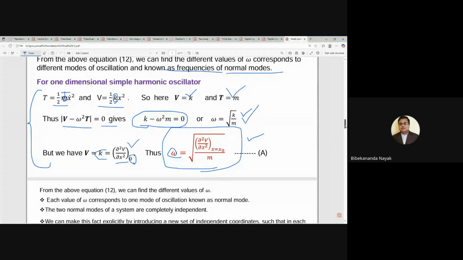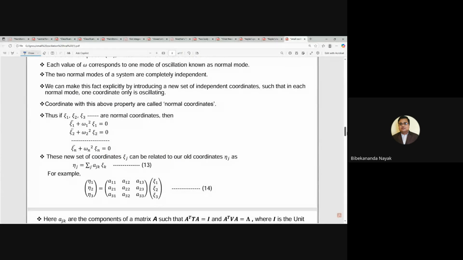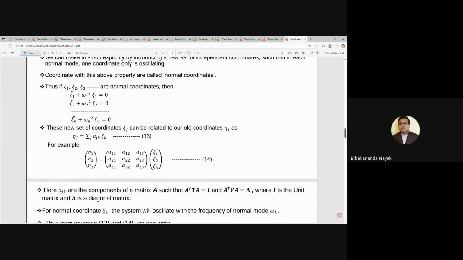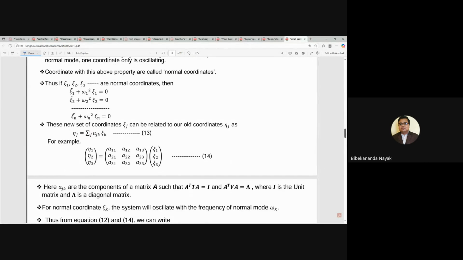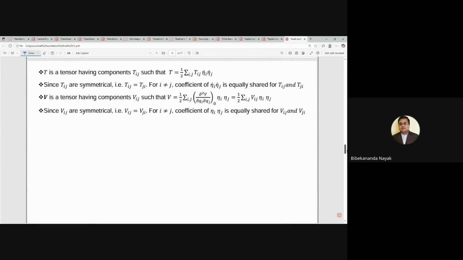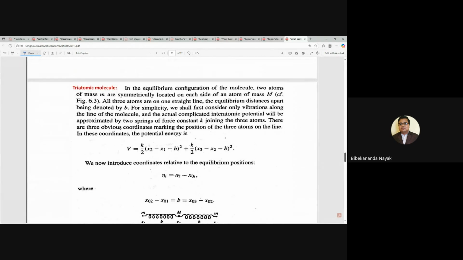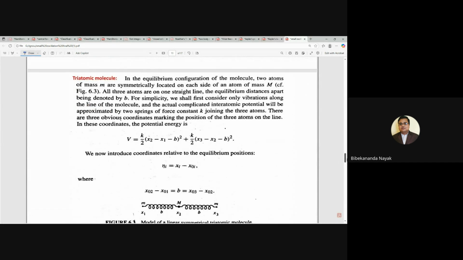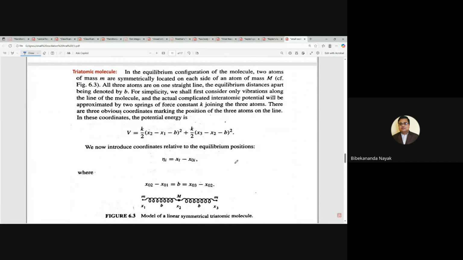This is a simple harmonic motion. You can also calculate the normal mode eigenvectors, which is quite difficult. I will write the value here. It's an example of how to calculate for a triatomic molecule. Its potential energy is given like this. Suppose this is the molecule.